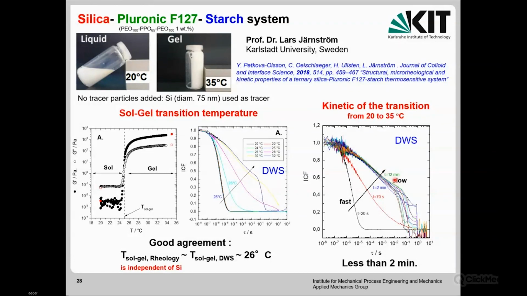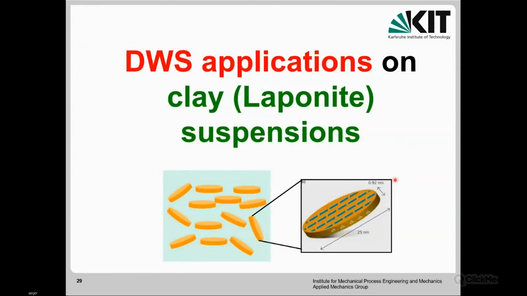The last example is on clay suspensions. Clay suspensions look like such kind of pellets here. They are discs with a diameter of 25 nanometers. They are negatively charged, and on the face, they can be positively or negatively charged. And this type of pellets can interact and form different types of structures or gels, you could say.